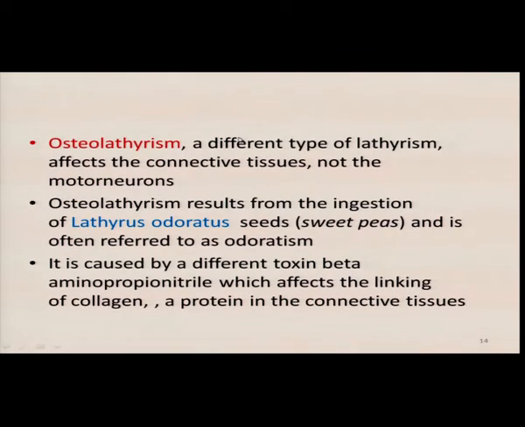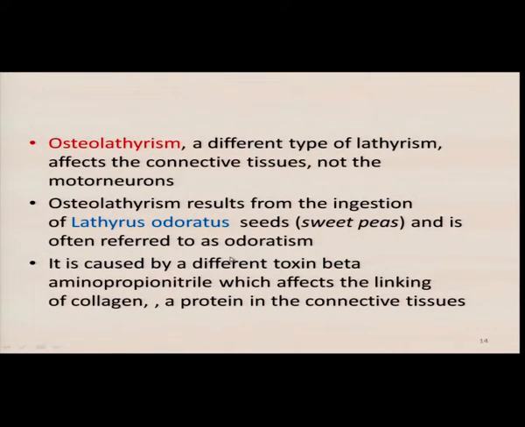Osteolathyrism is a different type of lathyrism which affects the connective tissues. So it doesn't affect the motor neurons like neurolathyrism, but here it affects the connective tissues, and this is caused by the ingestion of seeds of Lathyrus odoratus, otherwise called sweet peas, and this is often also called odoratism.